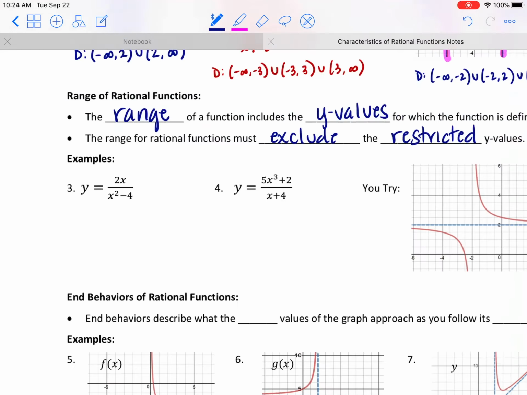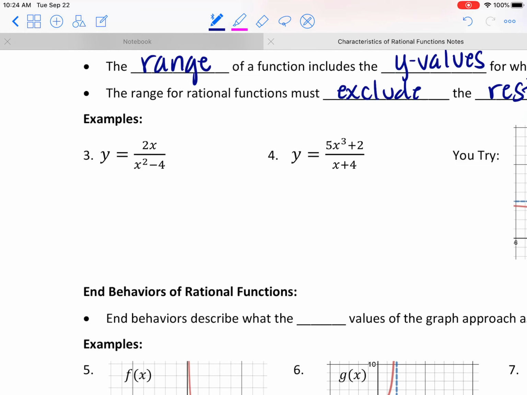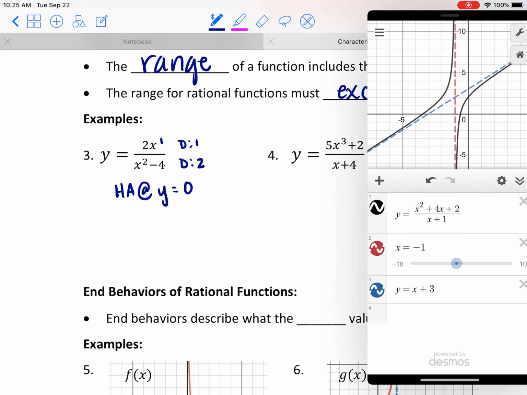Okay? So the first example here, if we look at the degree of our numerator and our denominator, the degree of the top is 1, and the degree of the bottom is 2. And since the degree of the numerator is less than the degree of the denominator, this one is going to have a horizontal asymptote at y equals 0, just like the parent function.